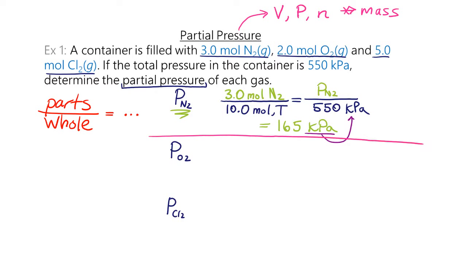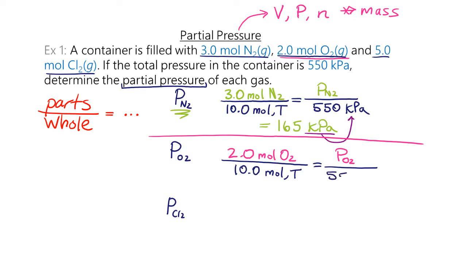Let's determine the partial pressure of oxygen. Oxygen, as a part over whole idea, would be 2 moles of O2 divided by the still 10 moles total. And that is equal to the unknown partial pressure of oxygen, so we're just going to leave it as a variable of P subscript O2, over the total pressure, which we said is 550 kilopascals.